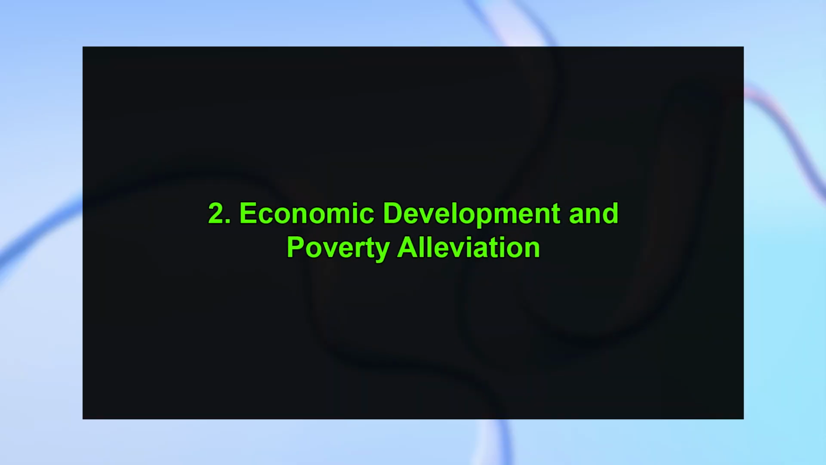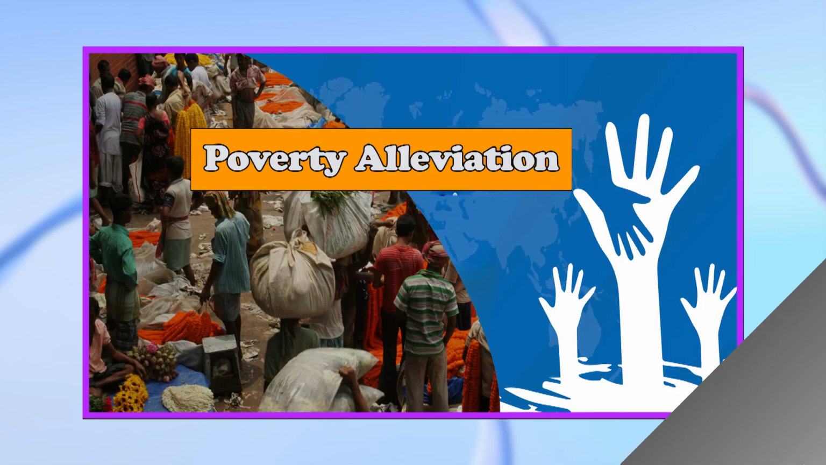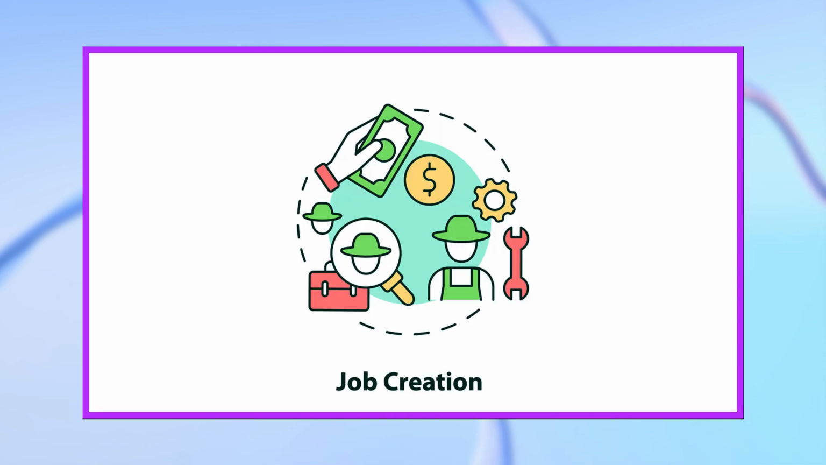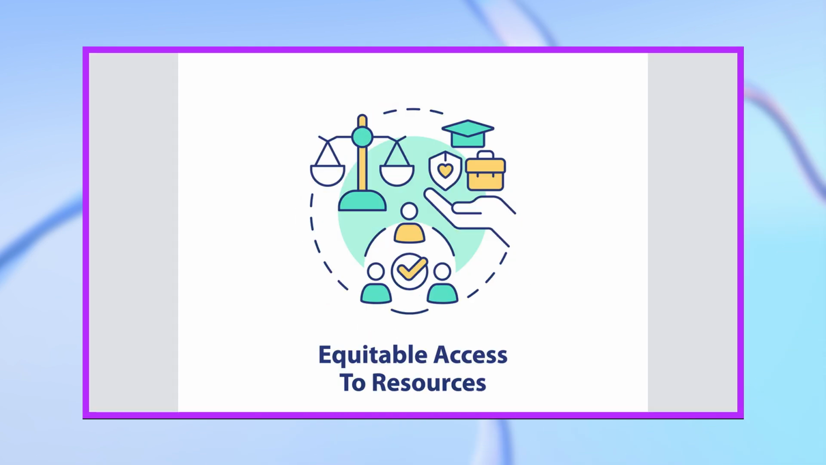Second, economic development and poverty alleviation. Economic disparities often serve as breeding grounds for social discontent and strife. Development initiatives that focus on poverty alleviation, job creation, and equitable resource distribution not only lift communities out of deprivation but also reduce the socio-economic grievances that can escalate into conflicts. Sustainable economic development acts as a stabilizing force by fostering shared prosperity.